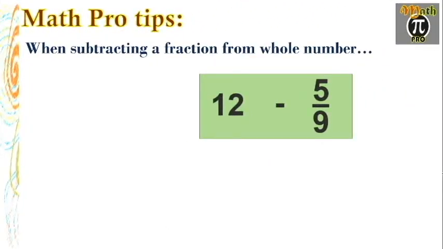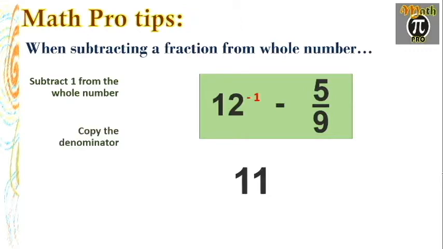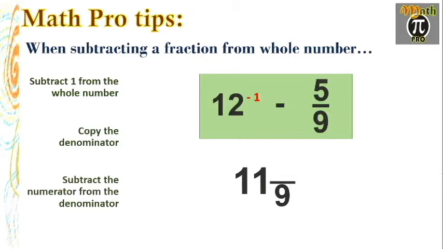Let's have another example. If you want to get the difference between 12 and 5/9, again, subtract 1 from the whole number. That would give you 11. Copy the denominator. This time it's 9. And the last step is subtracting the numerator from the denominator. So we have 9 minus 5. The answer is 11 and 4/9.